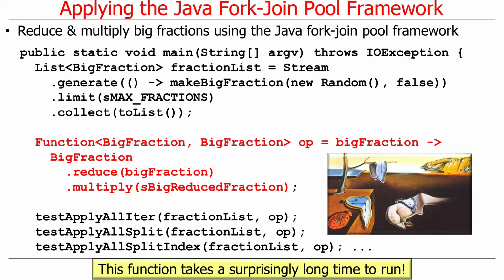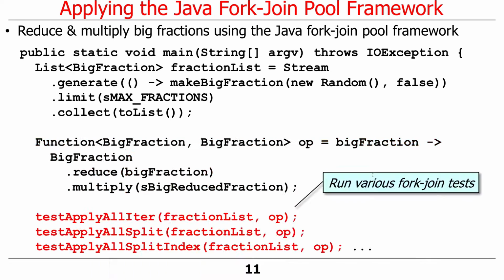This is actually a surprisingly large operation. It takes a long time to run this. So if you have very large big fractions, it takes a while to reduce and multiply it. And that's just a burn CPU, right? Nothing more profound than that. And then these are all the various fork join tests.